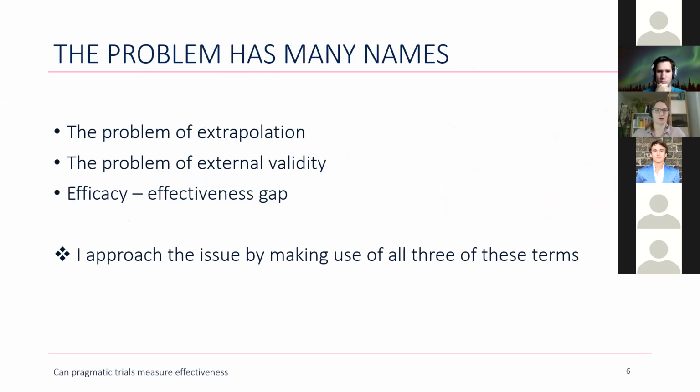Now, that problem comes with different names. I think philosophers prefer the problem of extrapolation, but sometimes you also hear the problem of external validity. And in medicine and I think other policy-related fields, you hear the efficacy effectiveness gap. And I will approach the issue by making use of all of these 3 terms, although not in the exact same way.